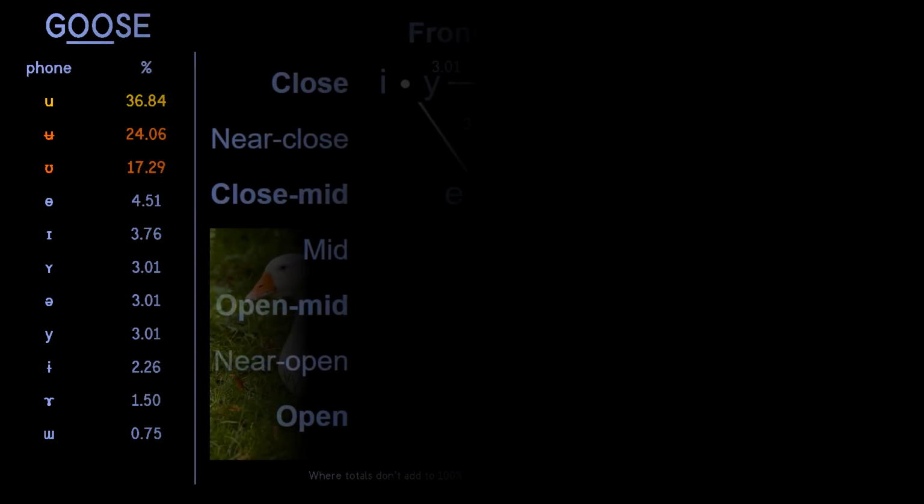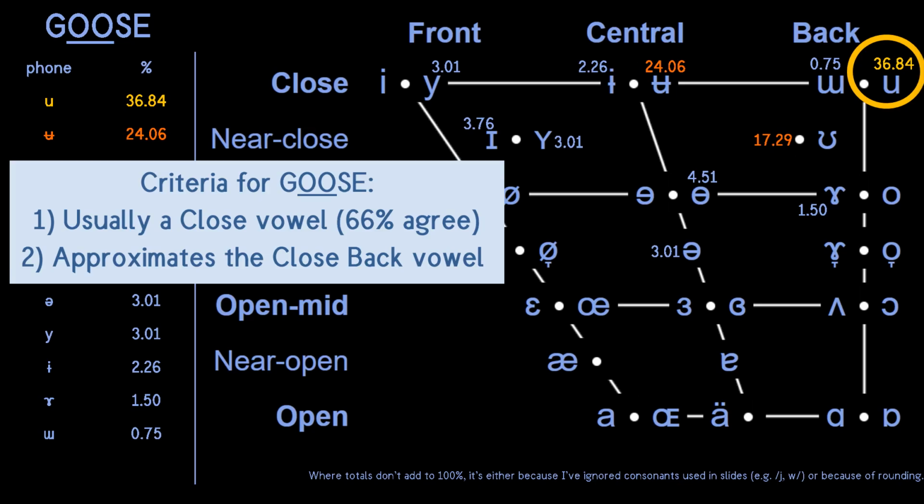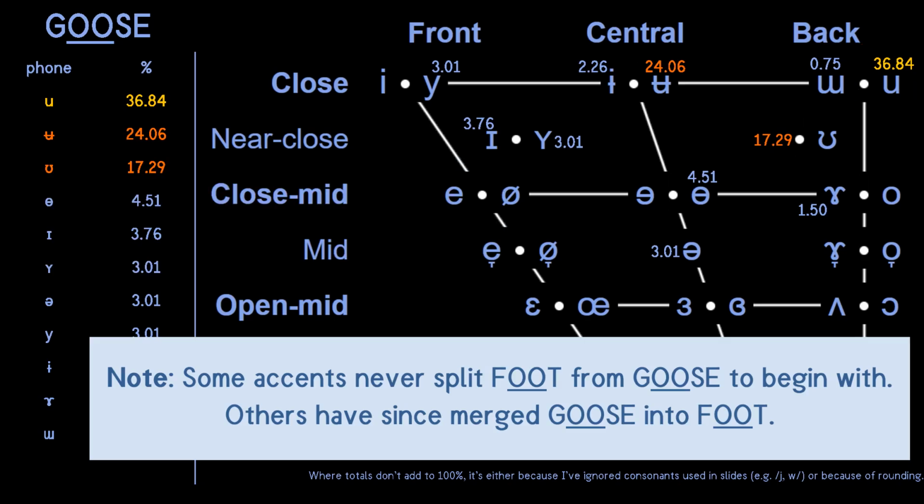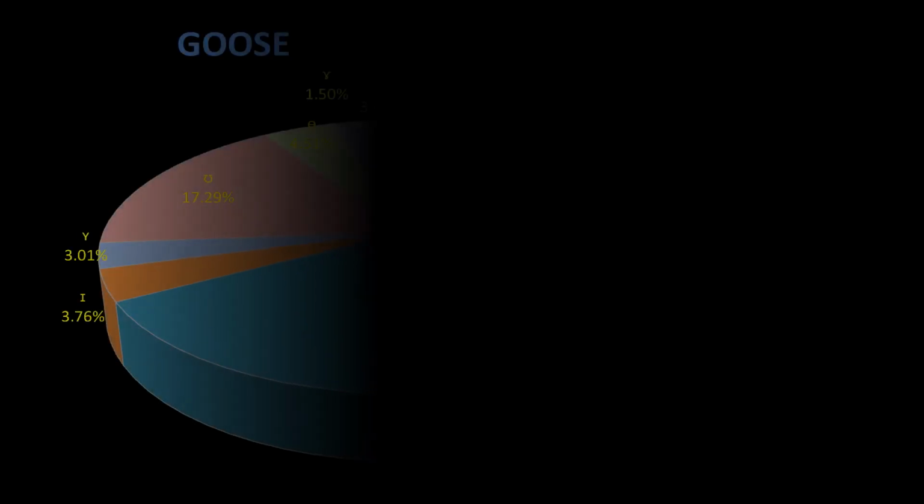The goose vowel, of course, occupies the same quadrant, although it is typically fully closed. The various minorities you see here are mainly the result of slides. As you may have guessed, the goose vowel plays second fiddle to the foot vowel. Here's the goose pie chart.